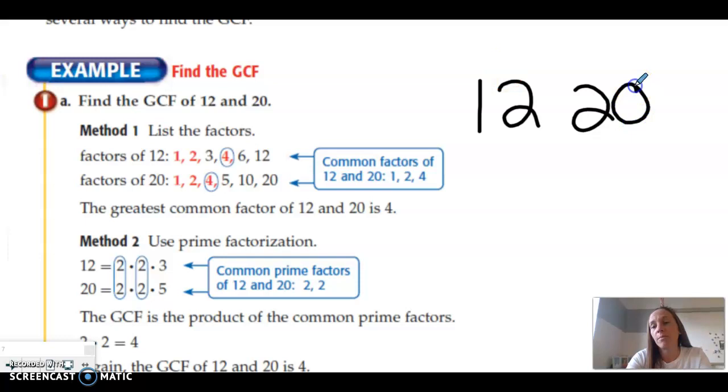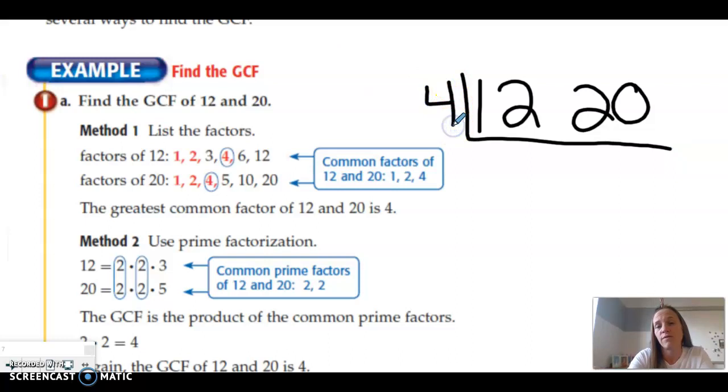And then I think of something, anything that 12 and 20 can divide by. You can do anything, 2 would work. The bigger, the better. So like I would maybe just go for 4, right? And then divide by that. So 12 divided by 4 is 3. 20 divided by 4 is 5.